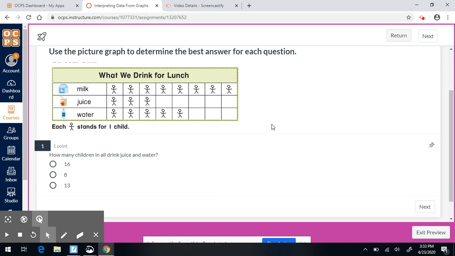Number 1, how many children in all drink juice and water? So in all, think about what you're doing, adding or subtracting, if it's asking in all. But then notice it doesn't say everything in all. It just says juice and water in all. So look at juice and water. All right, so is that 16, 8, or 13? Record your answer, and then we can move on.